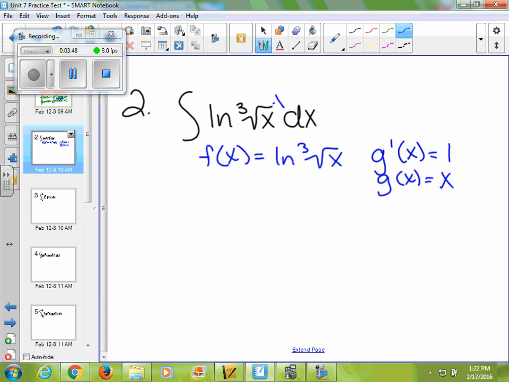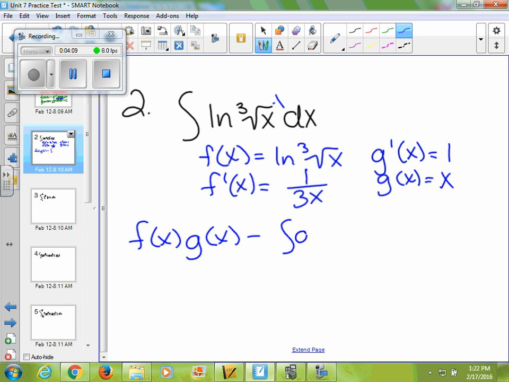So if I integrate 1, I get x. If I go through differentiating the natural log of the cube root of x, it derives to 1 over 3x, I believe. So f of x, g of x, minus the integral g of x, f prime of x dx.